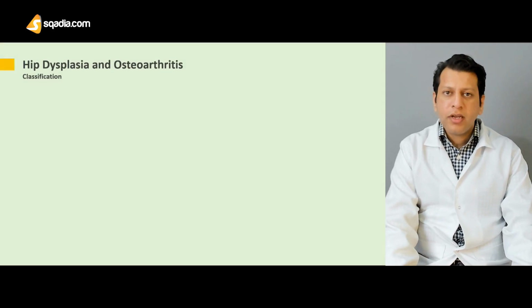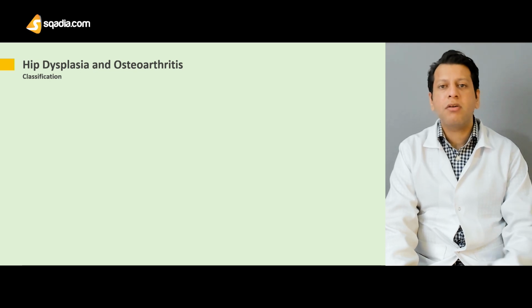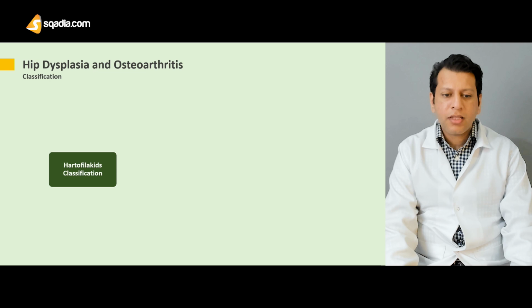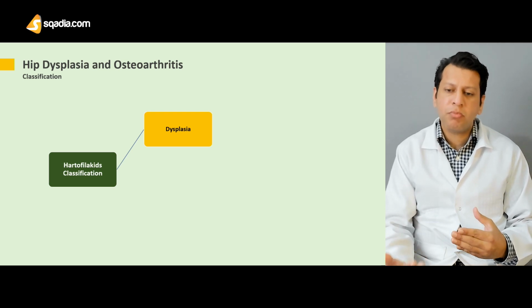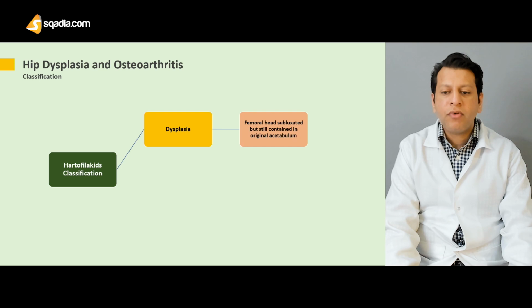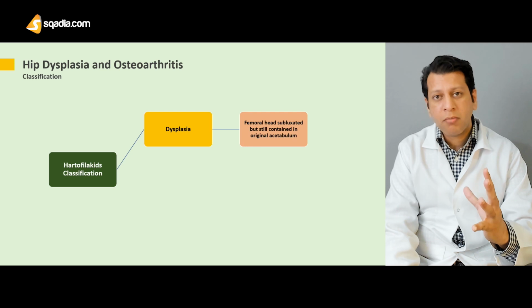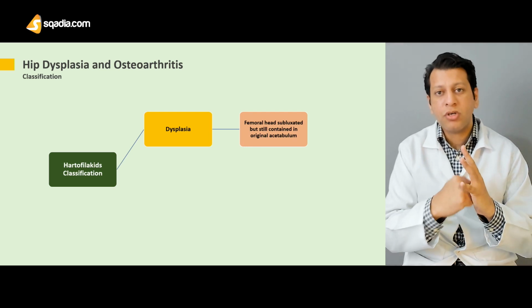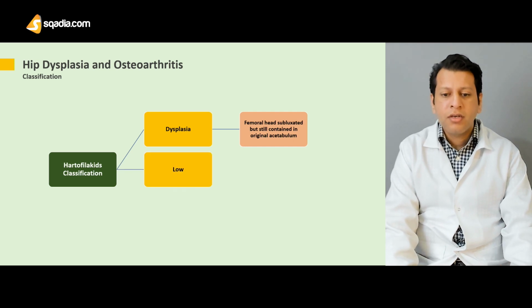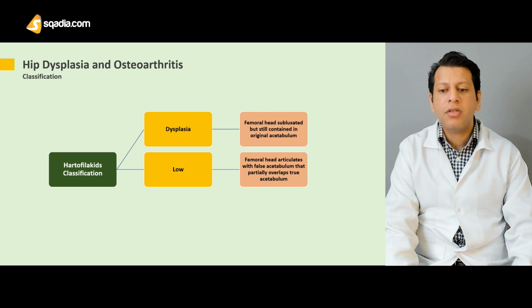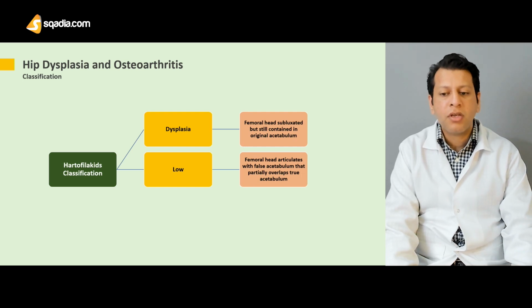Now, once we have classified this, there is another classification other than the Crowe, called the Hartofilakidis classification. It is mainly based on the pathophysiology: whether it is a dysplastic hip, where the femoral head is subluxed but still contained in the acetabulum. The acetabulum is dysplastic, but the femoral head is not dislocated, just subluxed and still contained. Then there is low dislocation, in which the femoral head articulates with a false acetabulum that partially overlaps the true acetabulum.